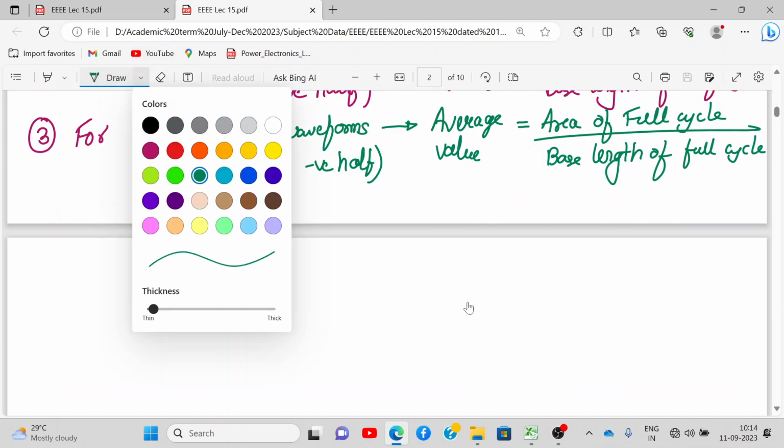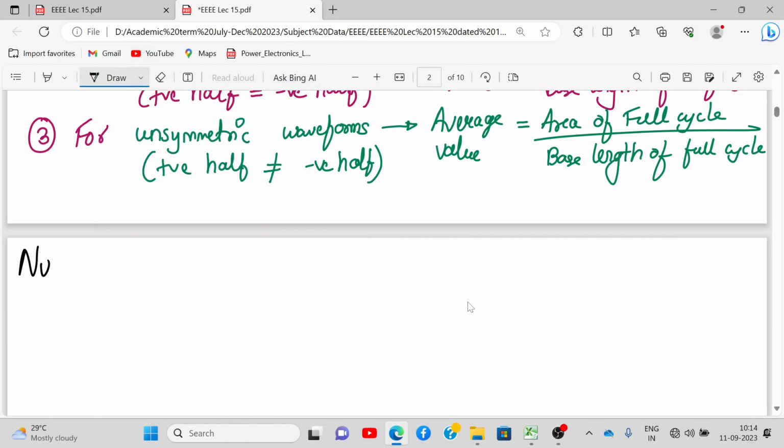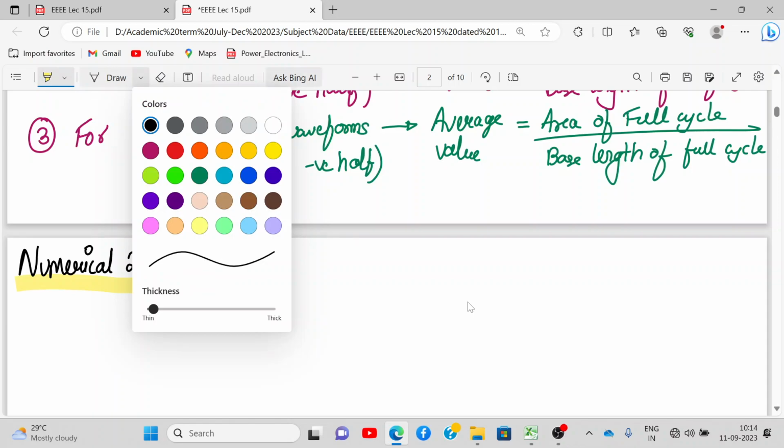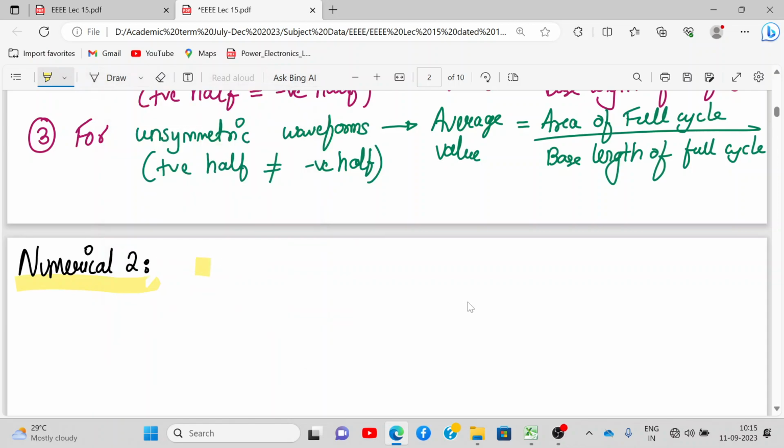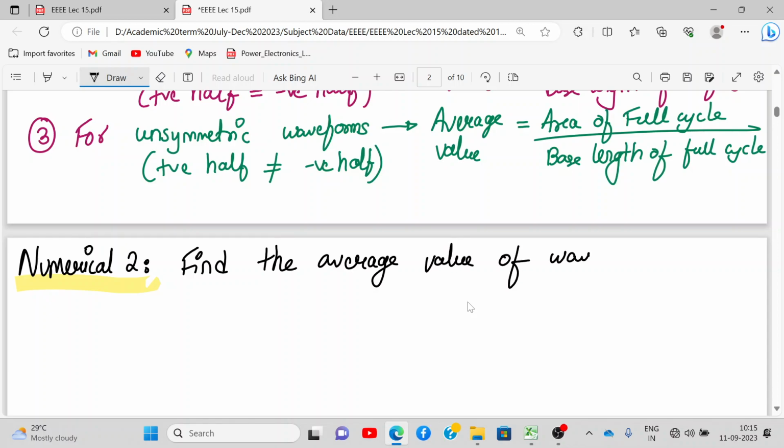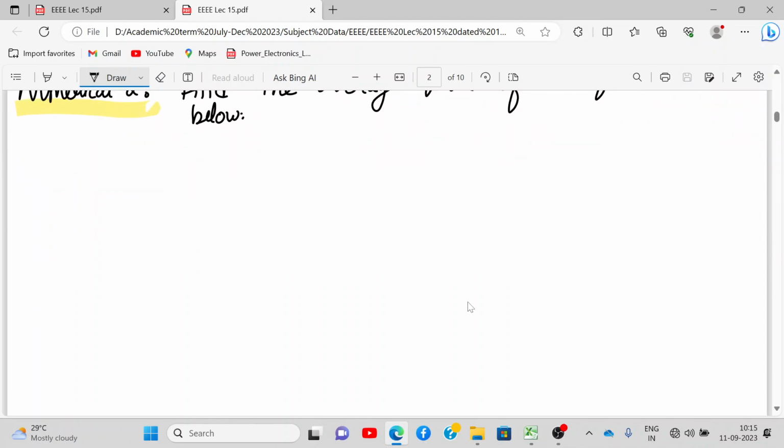Okay. So write down numerical number 2 for today. Find the average value. Find the average value of waveform shown below. So draw this waveform please.